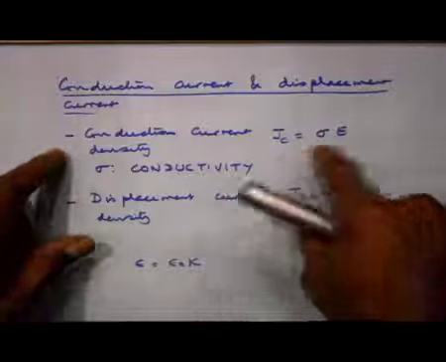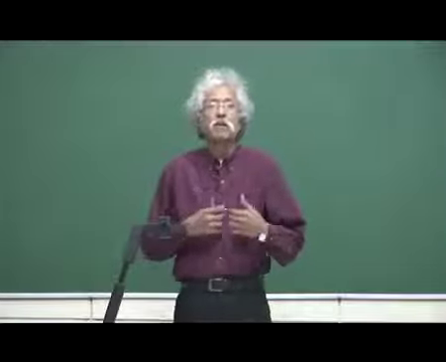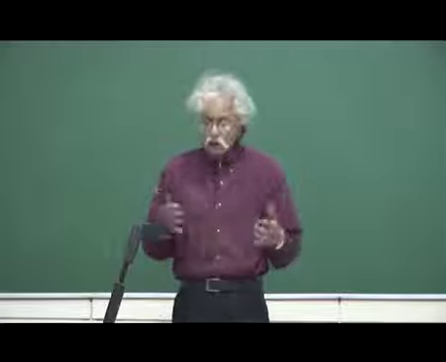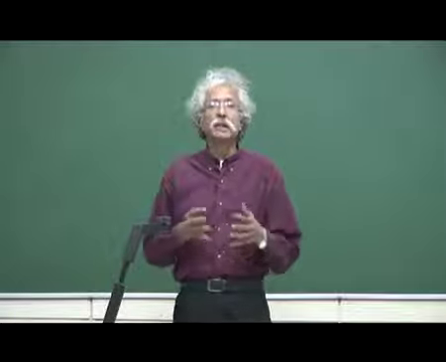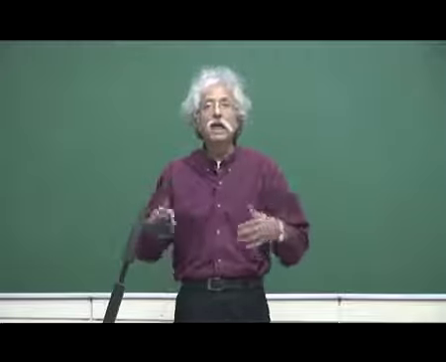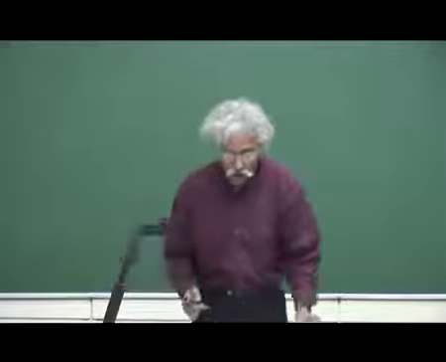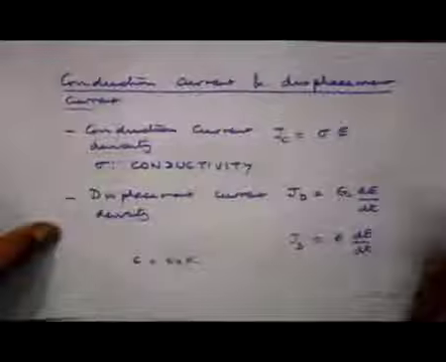The conduction current density is given by sigma times E. So, I could have media which are partly conducting, not perfect conductors, and which also have a displacement current. So, I could have situations where the medium carries both displacement current and conduction current. Let me look at an example. I want to look at the ratio of these two.